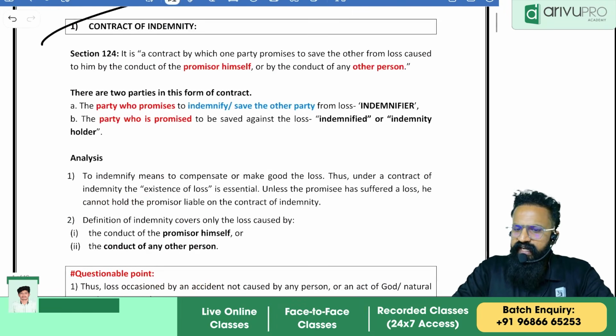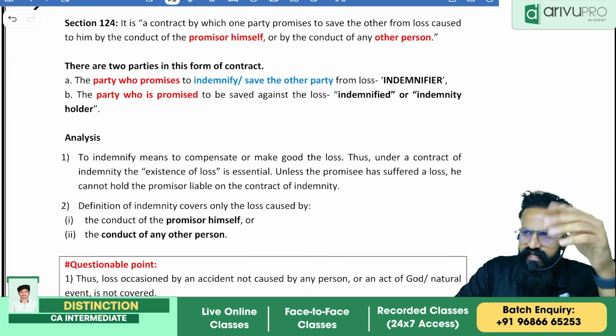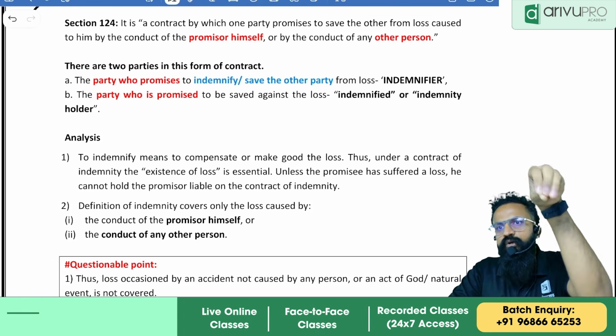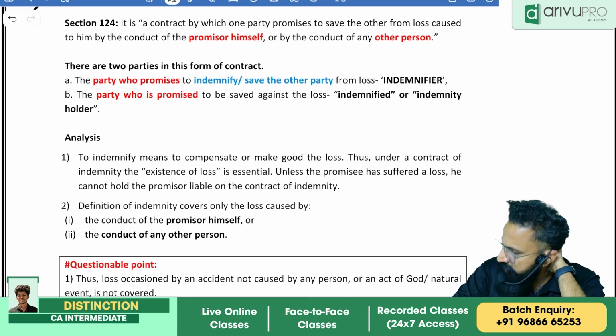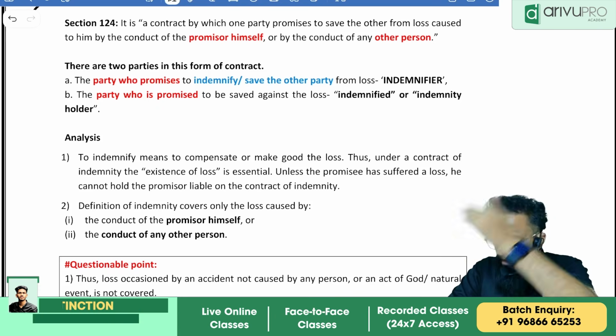People, first thing, indemnity contract: who are the parties in an indemnity contract? Indemnifier and indemnity holder. Indemnifier is the person who has agreed to make good the loss. The word has to be this only, the person who has made good the loss. Indemnity holder is a person who is agreed or entitled for the compensation.